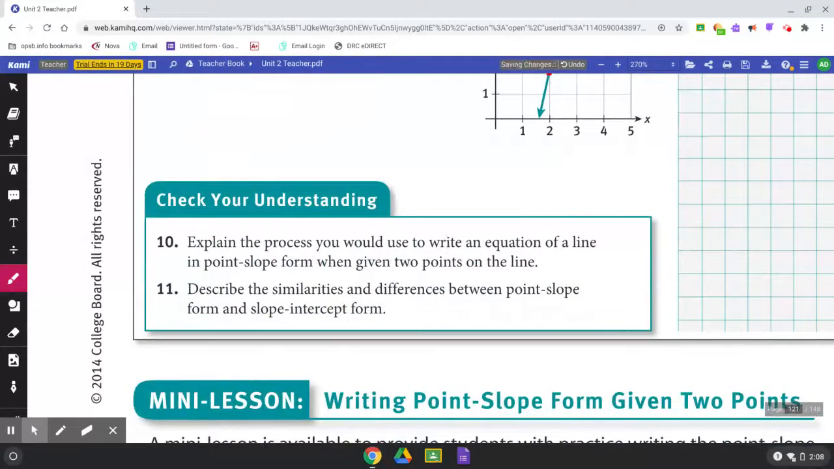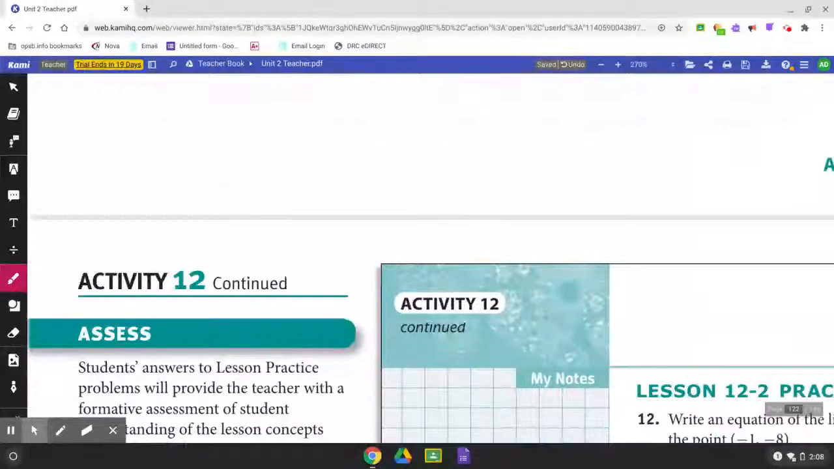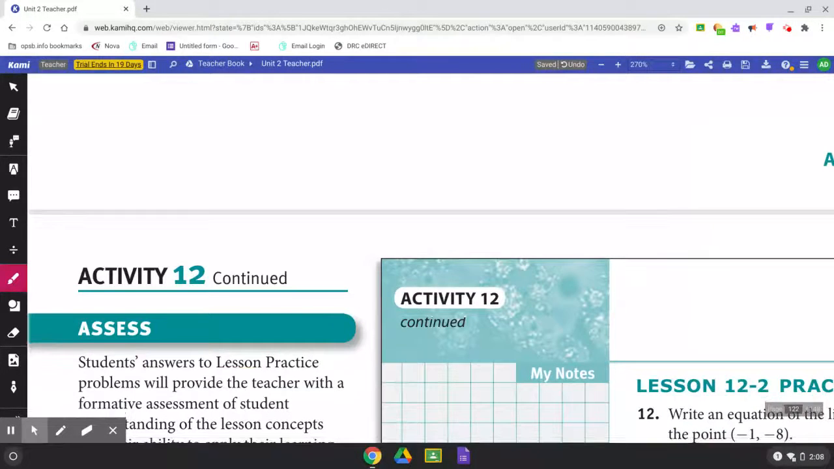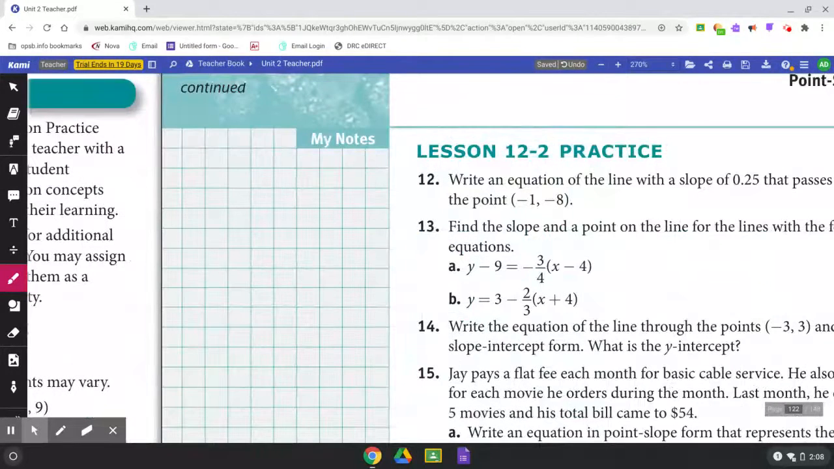Check your understanding, 10 and 11. And then lesson 12 to practice. Numbers 12 through 16 is for homework. And don't forget about the activity practice for 12-2, which is on page 191 and 192.